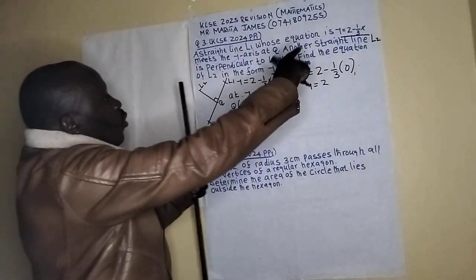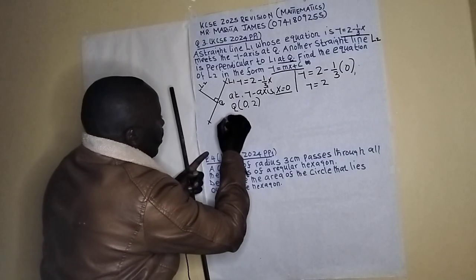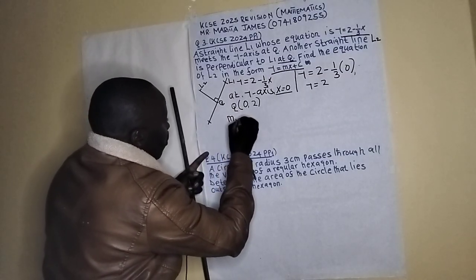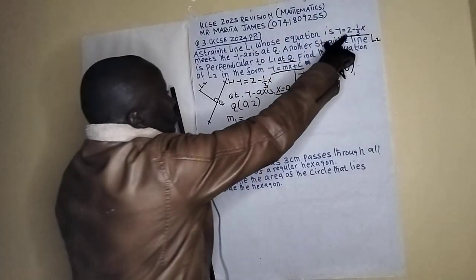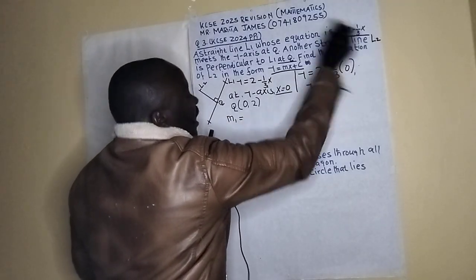And then we need to get the gradient. We can call it gradient 1. So our gradient 1, which is gradient m1, is equals to, from this equation here, y is equals to 2 minus a third x.